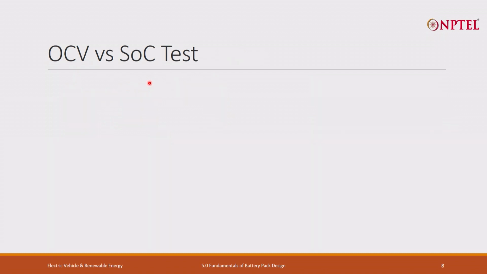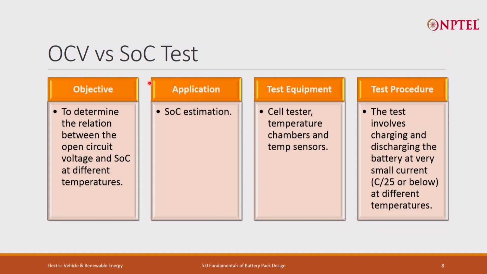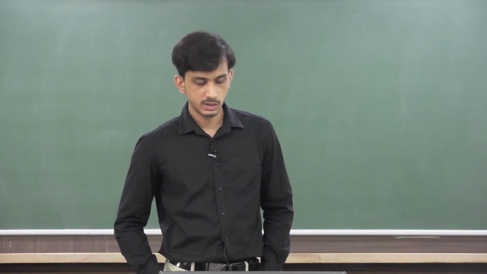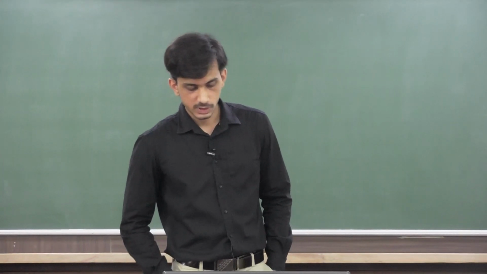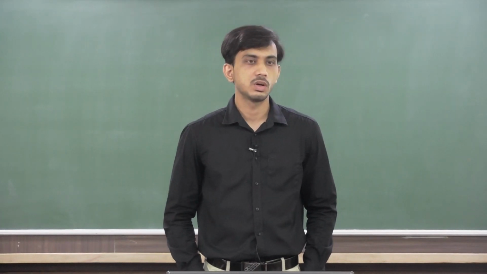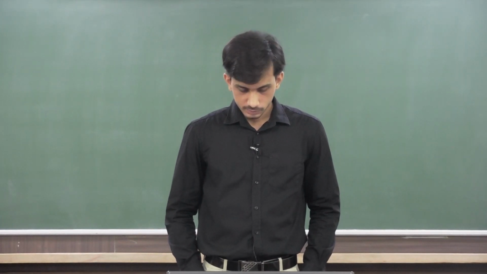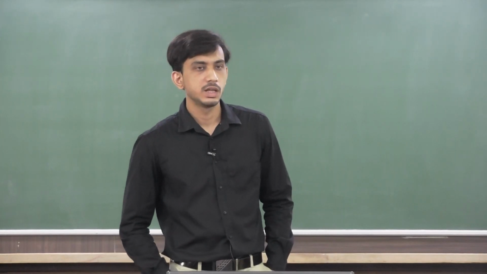The next test is the OCV versus SOC. OCV is the open circuit voltage, SOC is the state of charge. The objective of this test is to know the relation of open circuit voltage with the state of charge at different temperatures. This is a very important test because it helps in SOC estimation. SOC is the state of charge which you see on your mobile phones or electric vehicles, and estimating SOC is really very important.